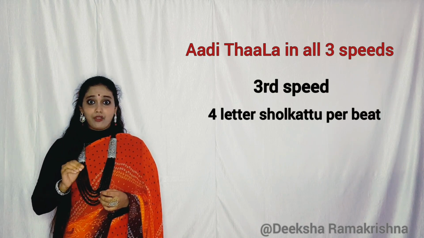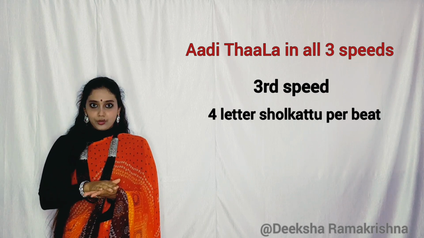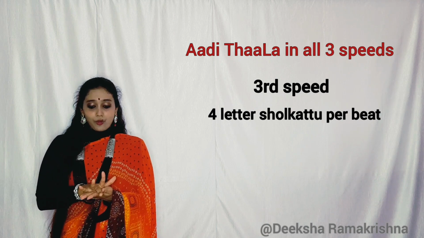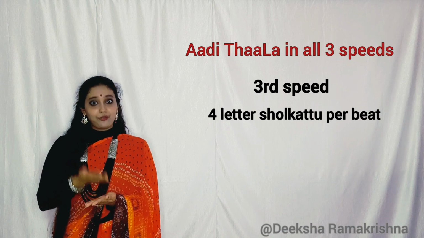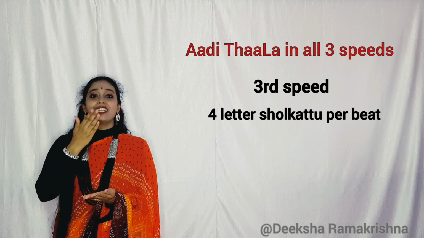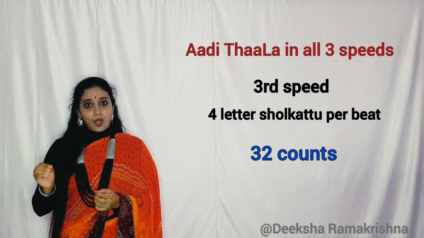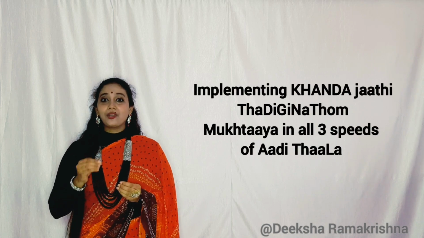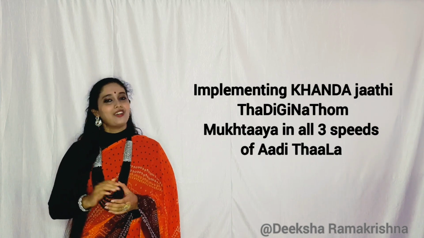In third speed, we know that 4 letter Sholkattu per beat and that will become 1, 2, 3, 4, 5, 6, 7, 8, 9, 10, 11, 12, 13, 14, 15, 16, 17, 18, 19, 20, 21, 22, 23, 24, 25, 26, 27, 28, 29, 30, 31 and 32. So total 32 counts in third speed in Aadi ThaaLa. Now let's learn how to implement Thadiginathom muktaya in all 3 speeds of Aadi ThaaLa.